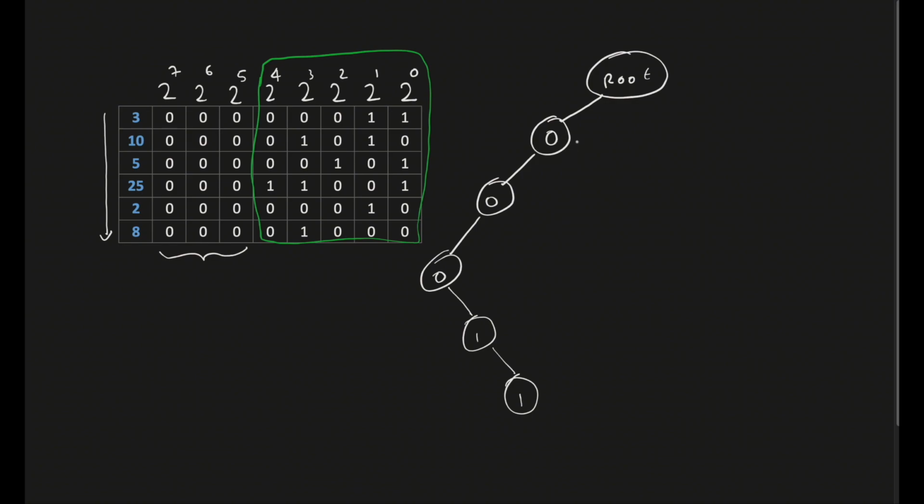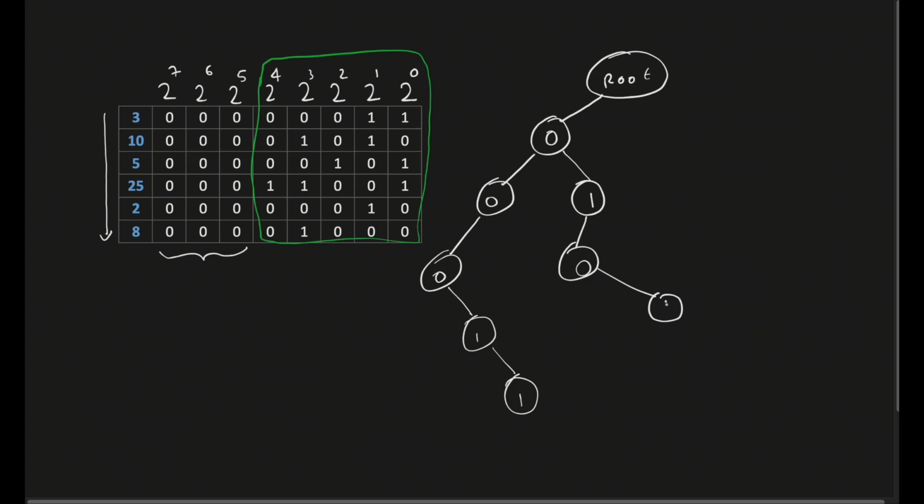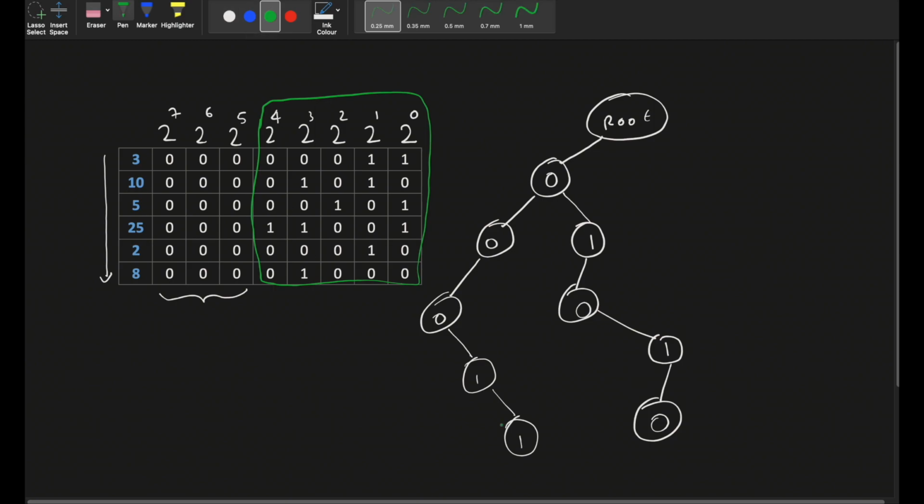Now let us insert 10, which is 1 0 1 0. So 0 is already there, and we get a 1, 0, 1, 0. Similarly, after adding all the numbers, I will also mark the end of each number with a green colored tile. This one, this one. Similarly, we get the following tree after adding all of them.